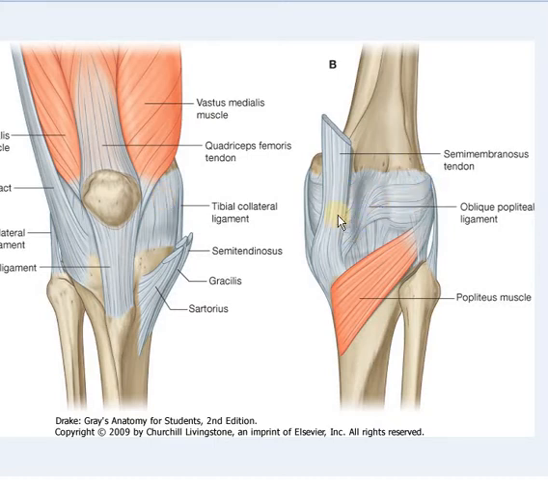Now look at this diagram. This is the posterior view of the knee joint. The knee joint is posteriorly supported by the semimembranosus muscle and the biceps femoris muscle, the two heads of the biceps femoris muscle.